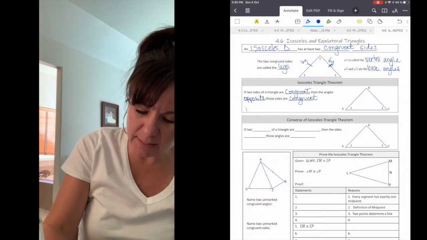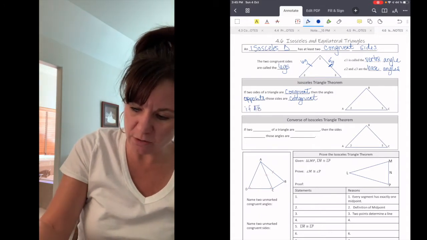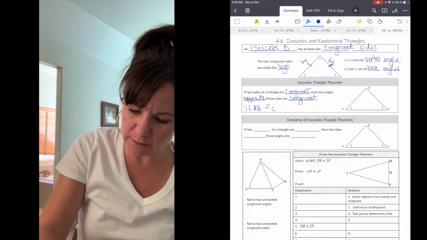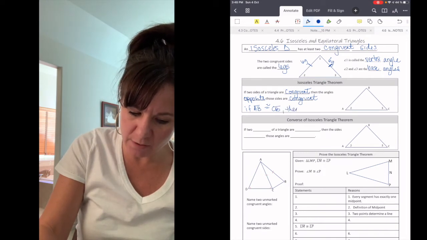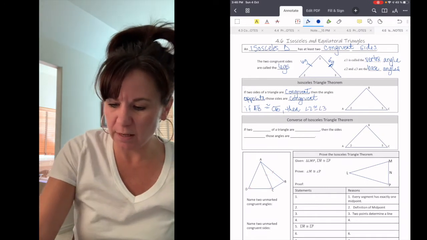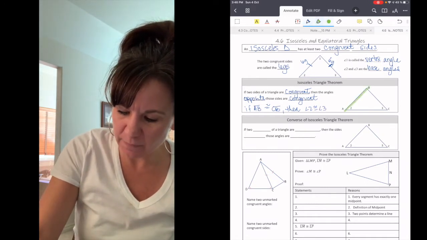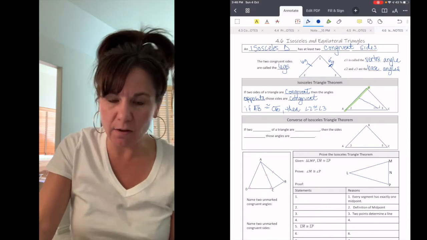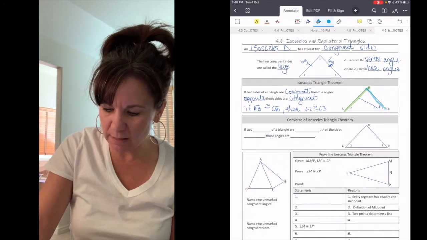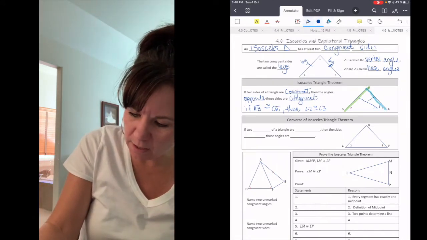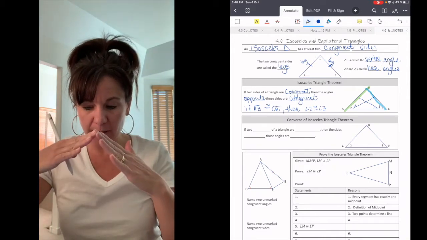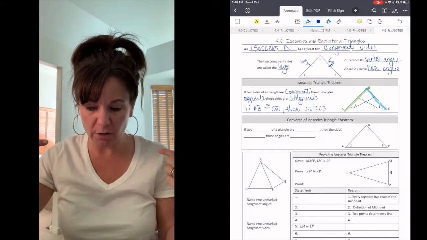So basically that means if AB for this triangle is congruent to CB, then we know that angle 2 is congruent to angle 3. So AB corresponds to its opposite angle 3, and BC corresponds to its opposite angle 2. So if AB is congruent to BC, then the angles opposite them are also congruent.